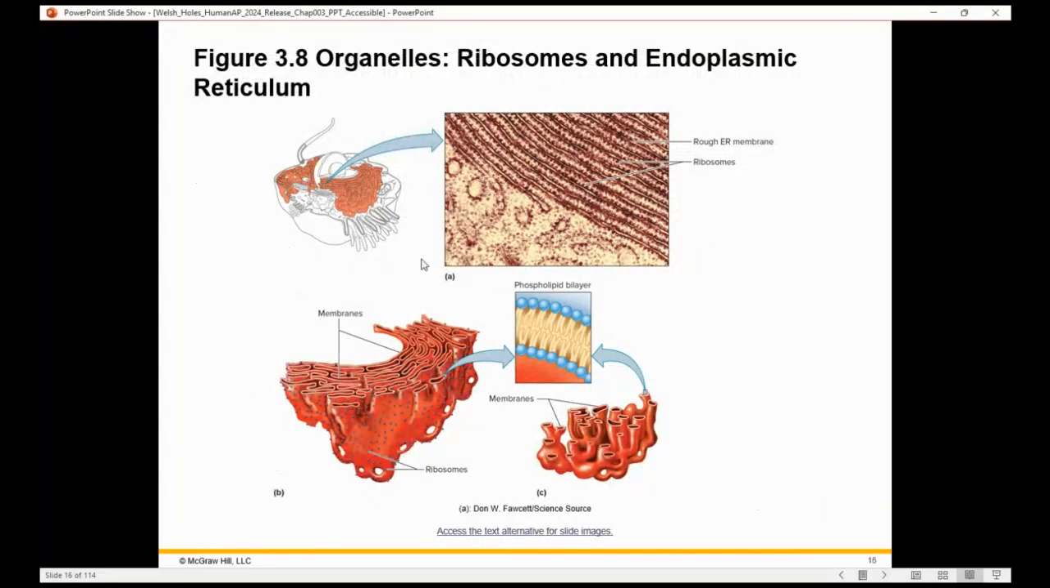So this is a picture of ribosomes in endoplasmic reticulum. So this is our drawing of what it would look like three-dimensionally. As far as actually seeing it in an electron microscope, this is what it ends up looking like.